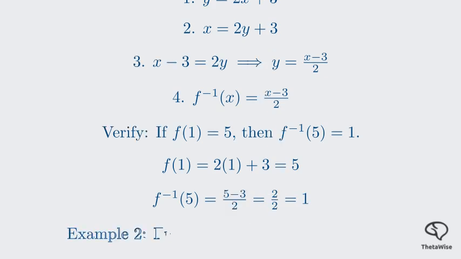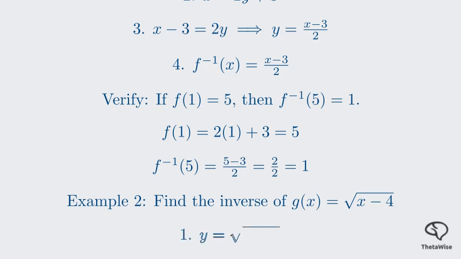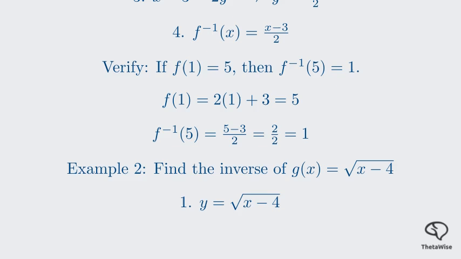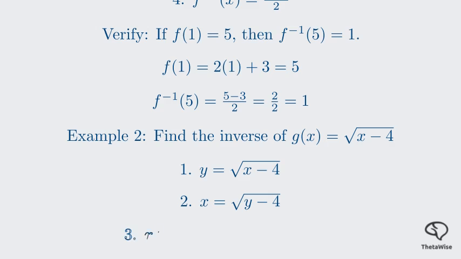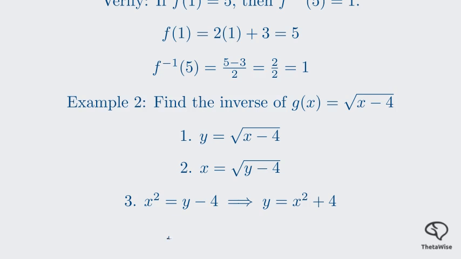Example 2. Find the inverse of g of x equals the square root of x minus 4. Step 1. Y equals the square root of x minus 4. Step 2. X equals the square root of y minus 4. Step 3. Solve for y. Square both sides to get x squared equals y minus 4. Add 4 to get y equals x squared plus 4. Step 4. Replace y with g inverse of x. So the inverse is g inverse of x equals x squared plus 4.